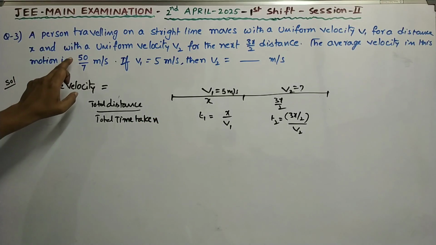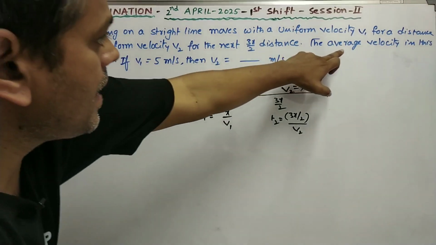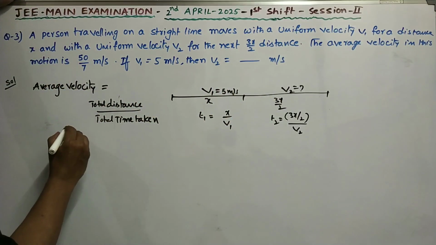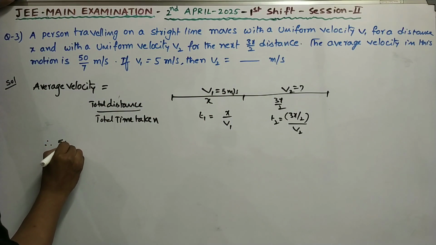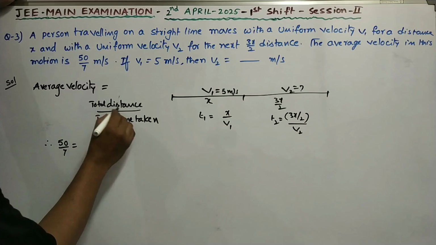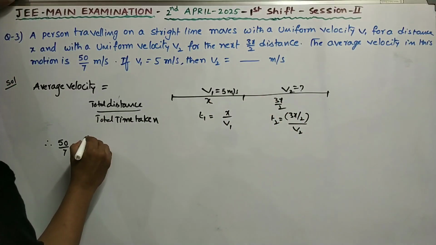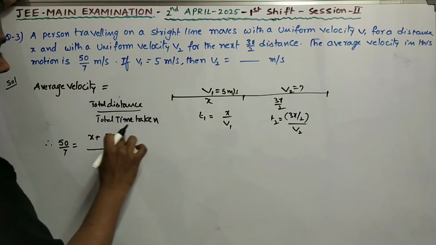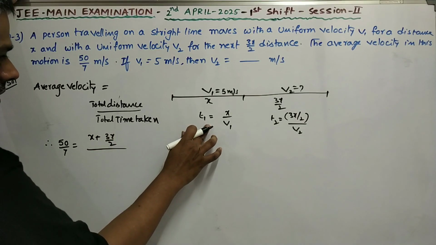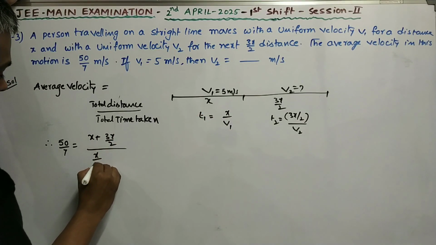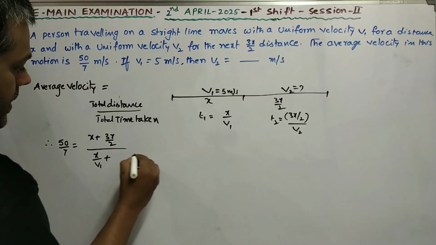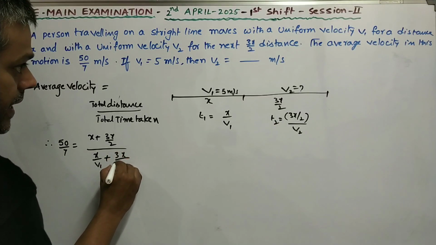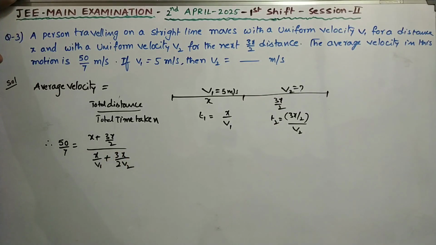Here average velocity is given. What is that? The average velocity of this entire motion is 50 by 7. Therefore 50 by 7 is equal to total distance, x plus 3x by 2, by total time taken, t1 plus t2. T1 is equal to what? x by v1. T2 is equal to what? 3x by 2 into v2.